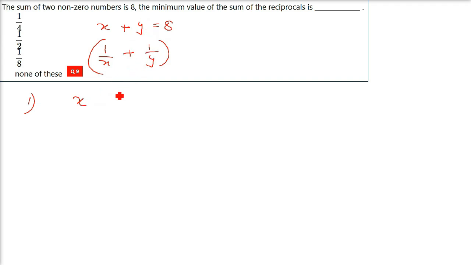One number is x, one number is 8 minus x. That is your first one. So again, I am just showing you y equals 8 minus x. So we have x and 8 minus x. These are the two numbers.